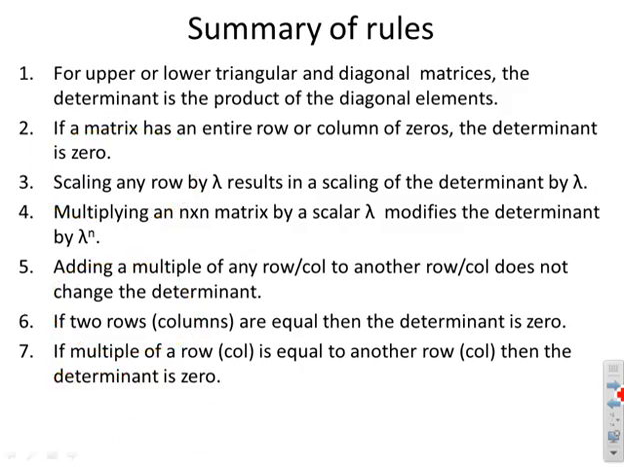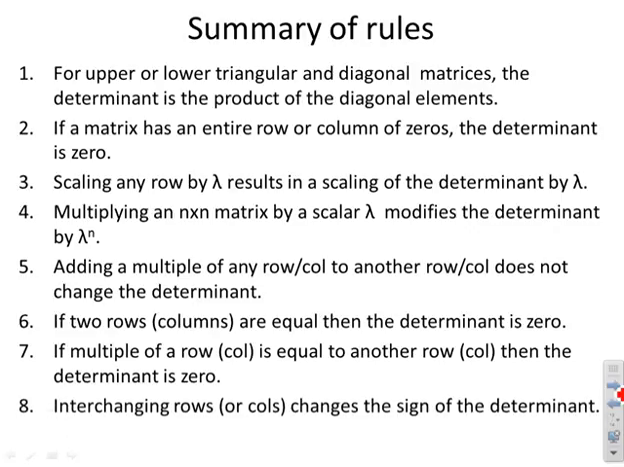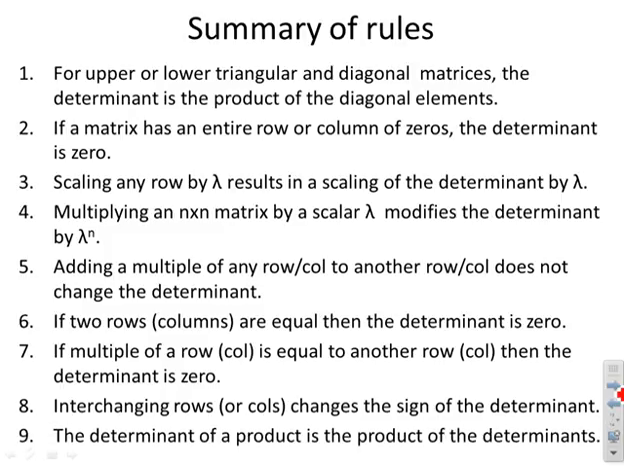So a summary then. These first 7 rules are the ones that we did in the previous 2 videos, and what we've added in this video is a rule that says if you interchange rows or columns, you change the sign of the determinant, and the determinant of a product is the product of the determinants.